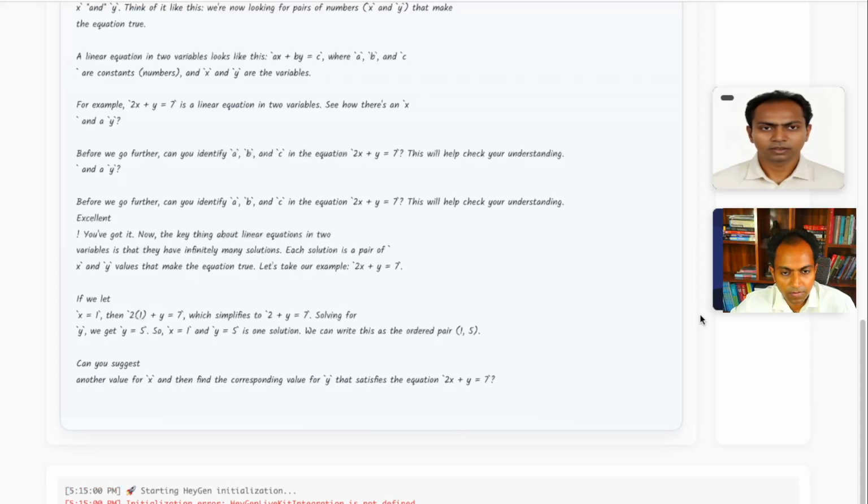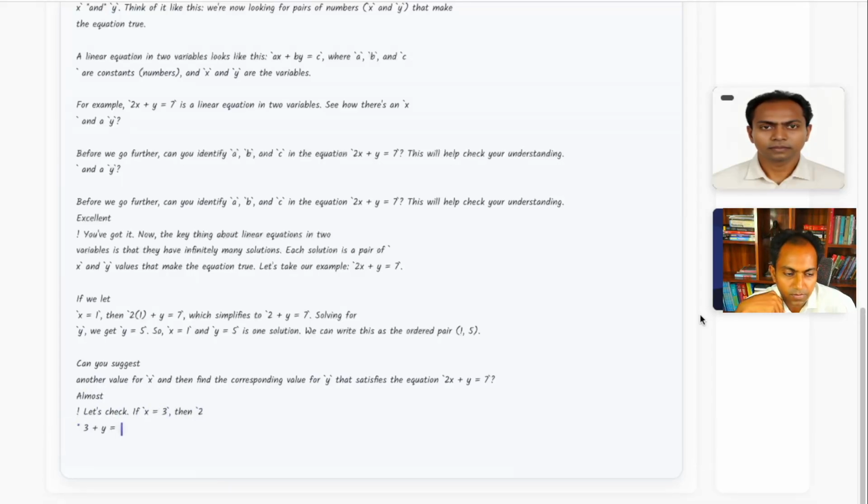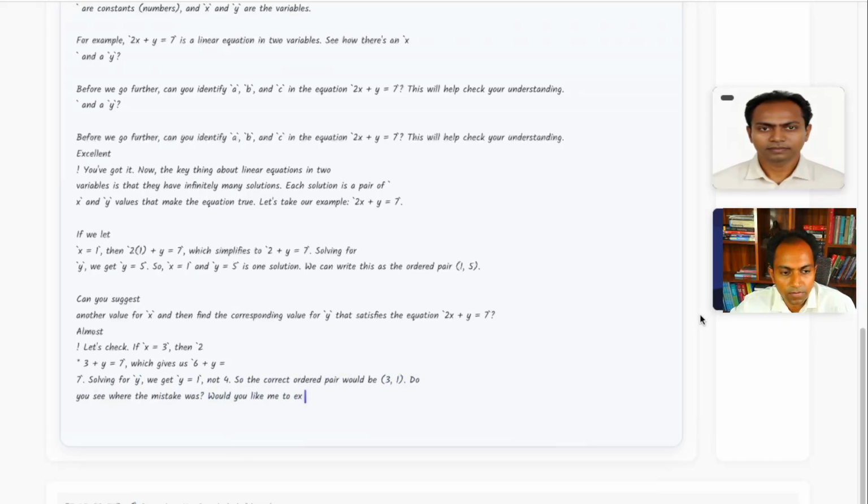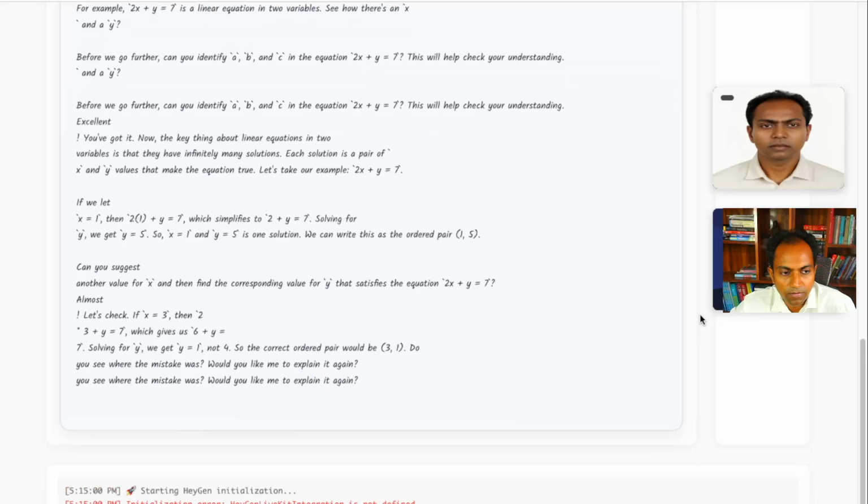Can you suggest another value for x and then find the corresponding value for y that satisfies the equation 2x plus y equals 7? Mm, 3 and 4. Almost. Let's check. If x equals 3, then 2 times 3 plus y equals 7, which gives us 6 plus y equals 7. Solving for y, we get y equals 1, not 4. So the correct ordered pair would be (3, 1).